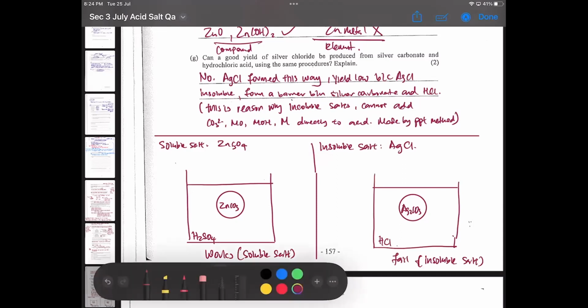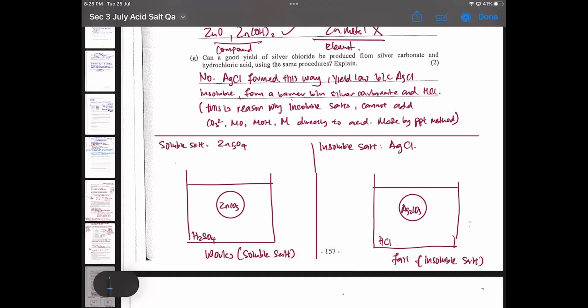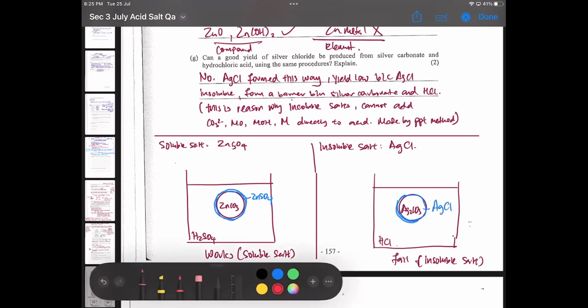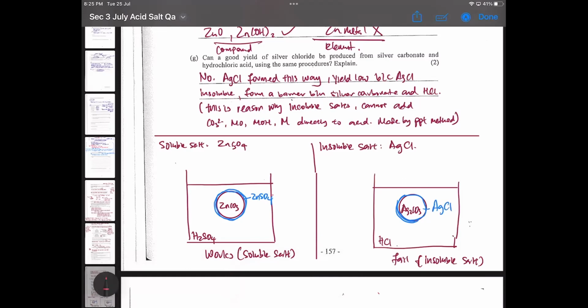So what happens is that during the reaction, they form their respective salts. The reaction is on the surface. We have the zinc sulfate that is formed on the surface, and this is also formed on the surface, this is your silver chloride. Okay, so now comes the difference.